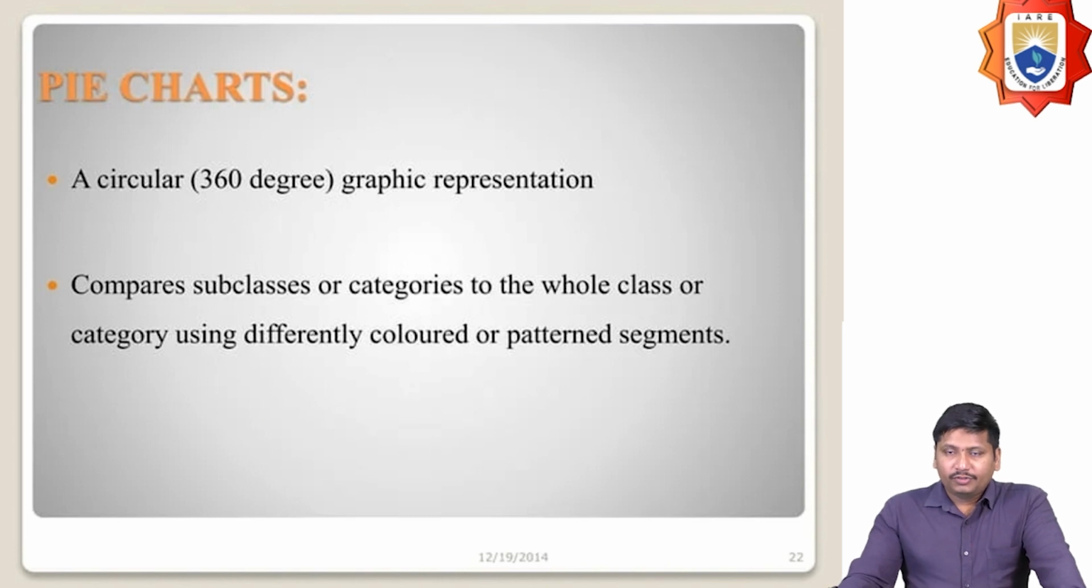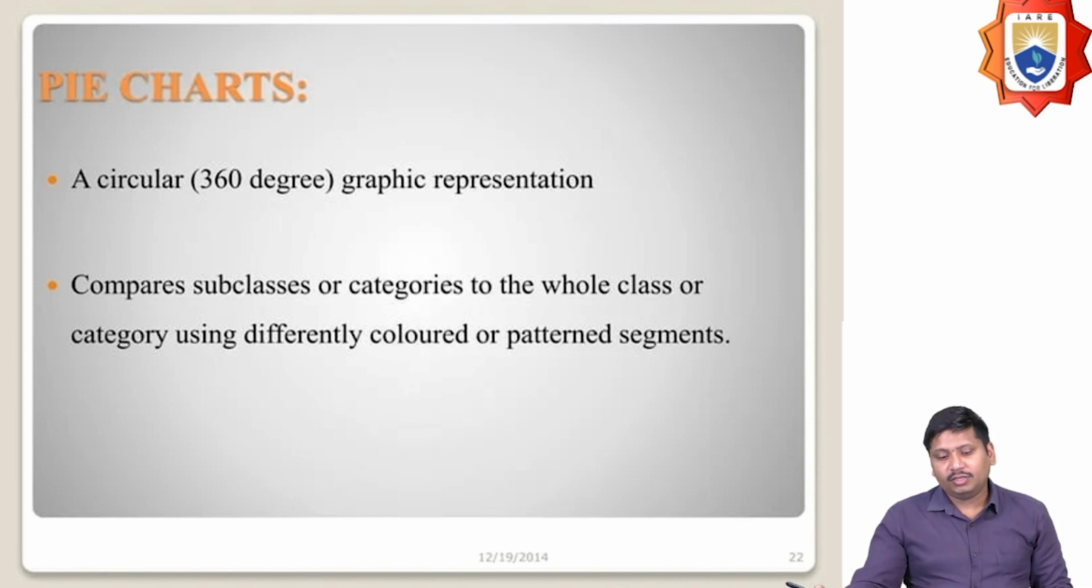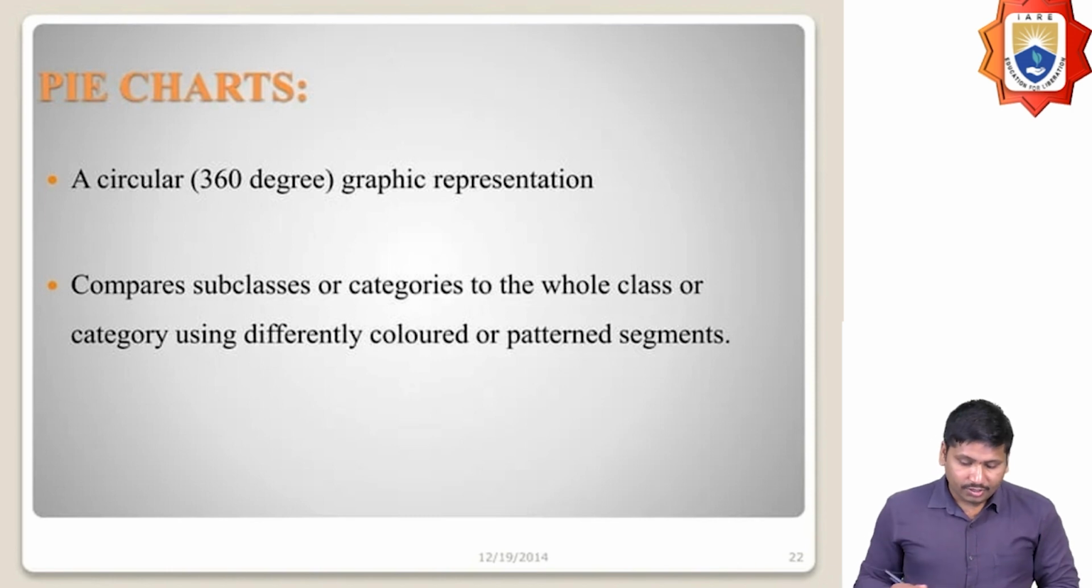Another type of chart we have here is the pie chart. It is a 360-degree graphical representation. So in terms of proportions, if I want to represent it, then it should be represented as a pie chart. It compares subclasses and subcategories of a whole class or category using different colored or patterned segments, right? So these are some of the different ways of representing pie charts.